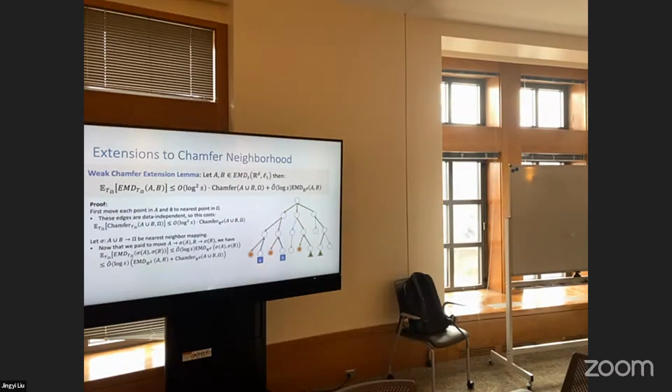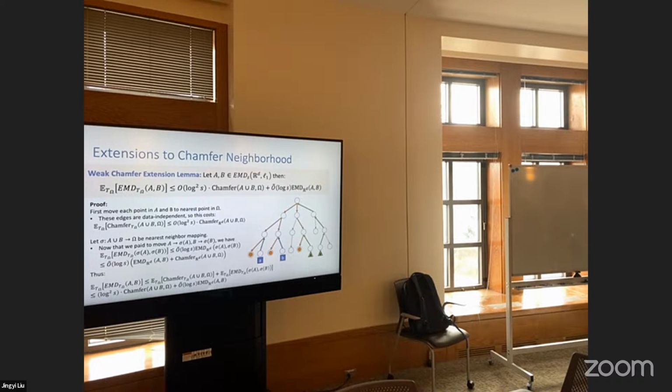But then we can just use triangle inequality again and say that the cost of matching two points up after they move to the sample is at most the cost of matching them up originally plus the cost of moving them back to where they were originally, by triangle inequality. So again, this is another EMD plus the chamfer distance. And you could put these two things together and you get this bound up here.